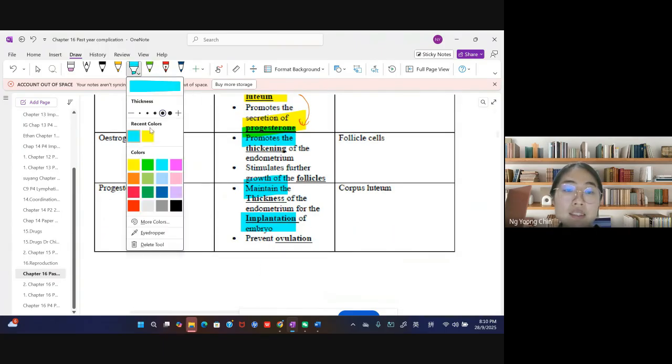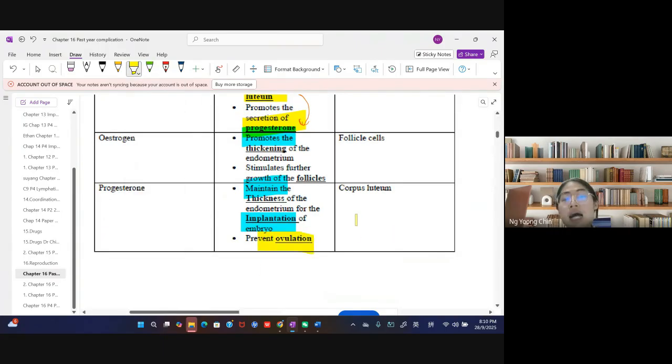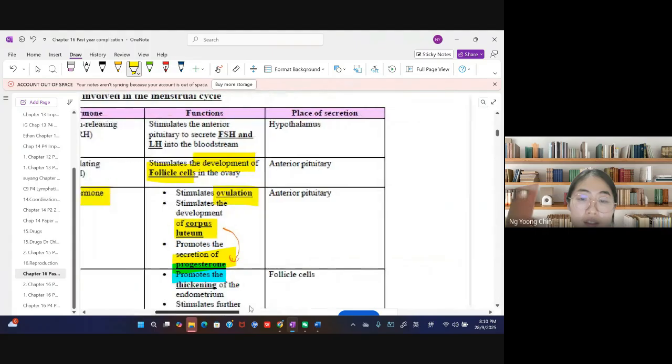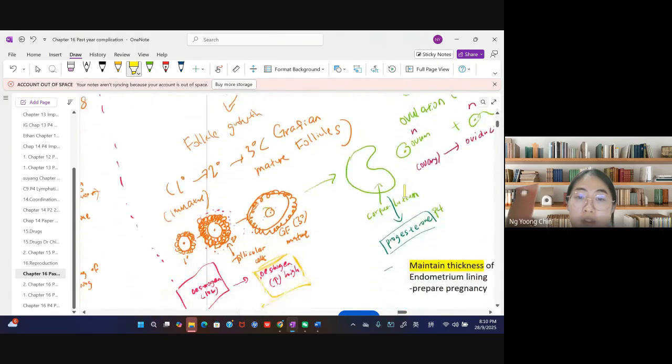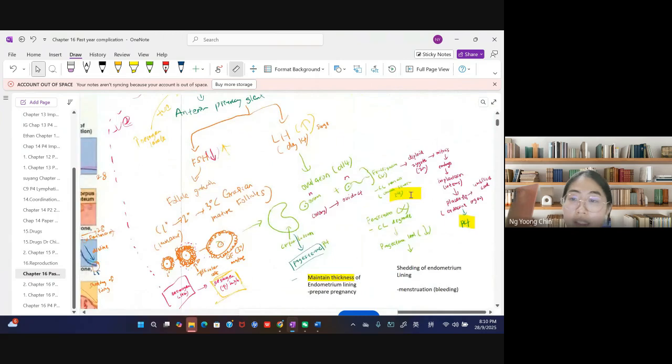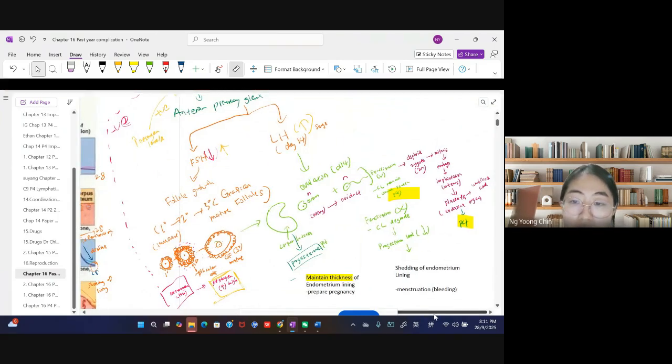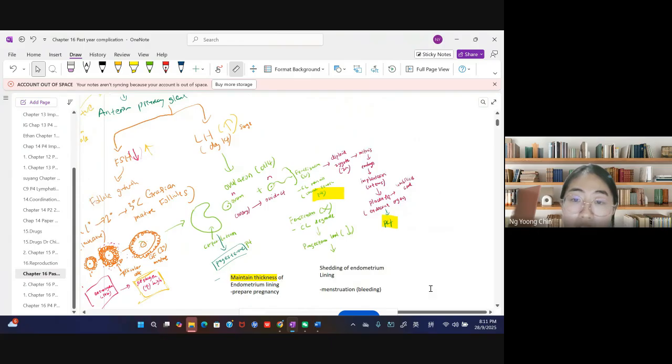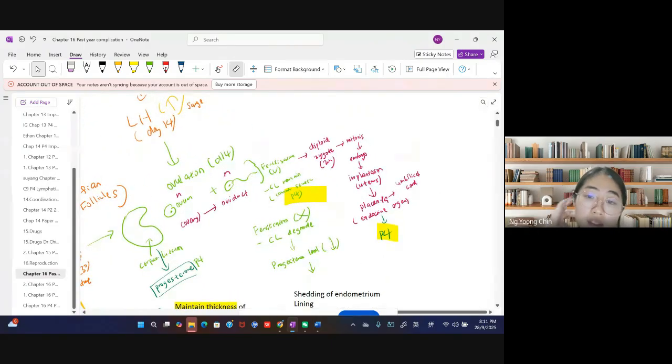What does this mean? A high level of progesterone can inhibit ovulation. Let me go back to this picture. Maybe you can have a look at this. If you successfully undergo fertilization, you will produce a lot of progesterone, which is this one.